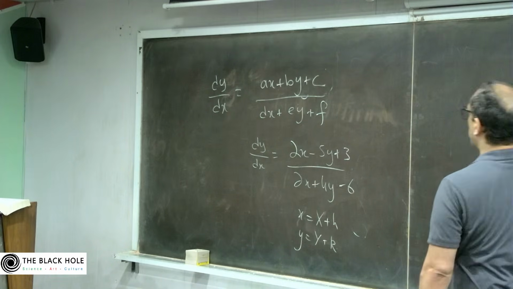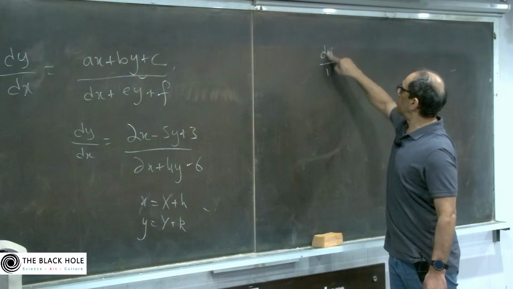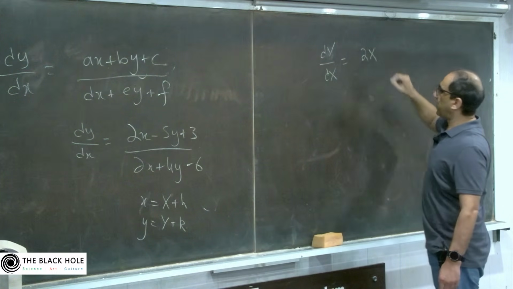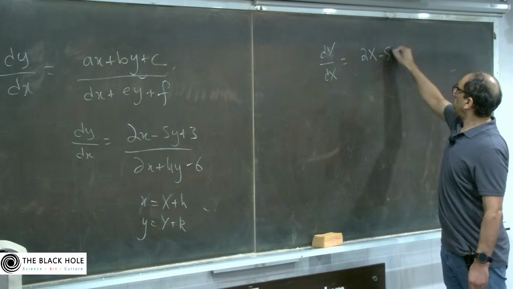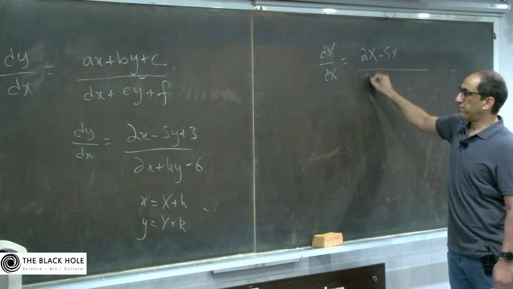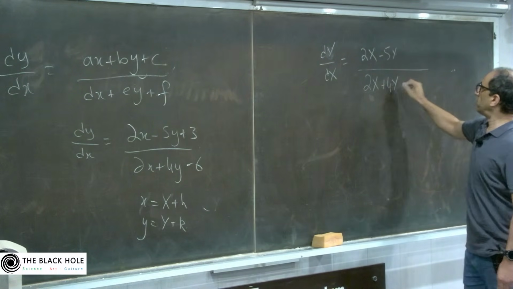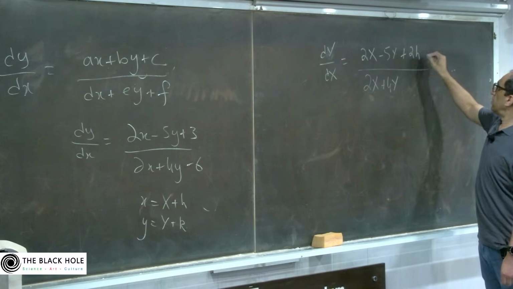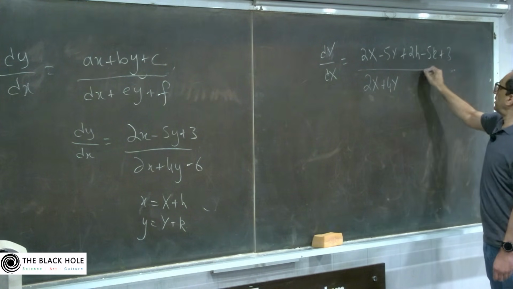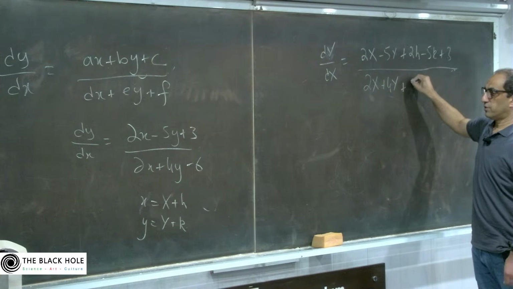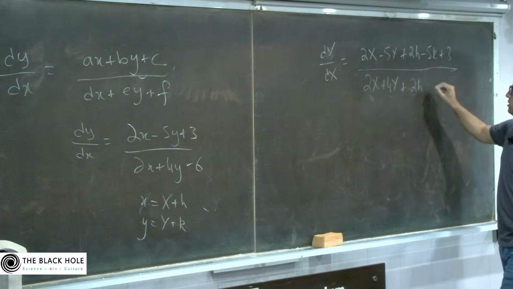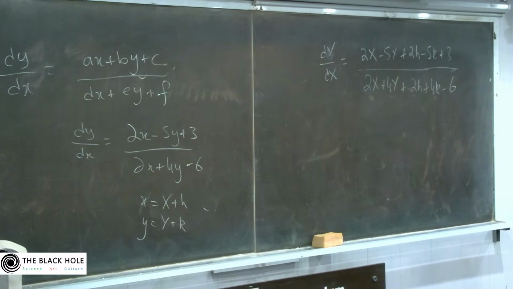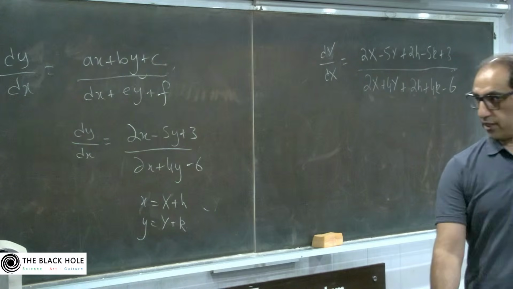I will just kickstart it so this will become d capital Y over dx, and you will have 2 capital X minus 5 capital Y over 2 capital X plus 4 capital Y, and then I will have 2H minus 5K plus 3, and I will have 2H plus 4K minus 6, and I need to put these two equal to 0. Go ahead and tell me what H and K are.